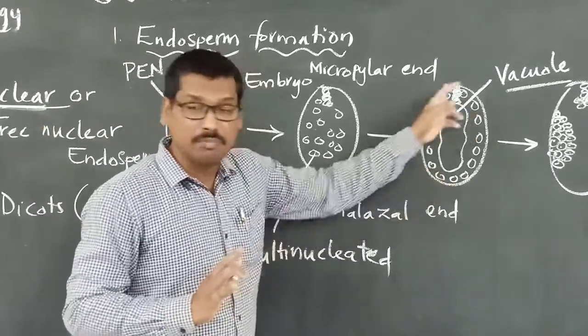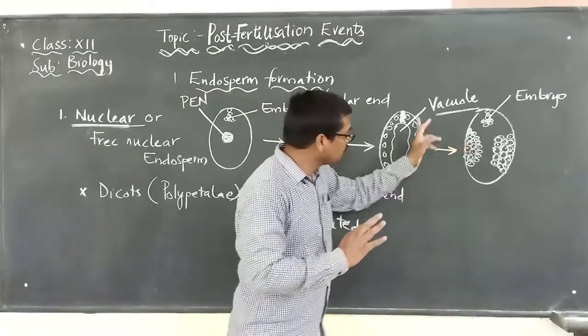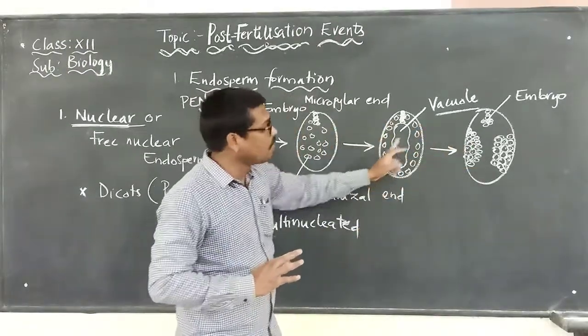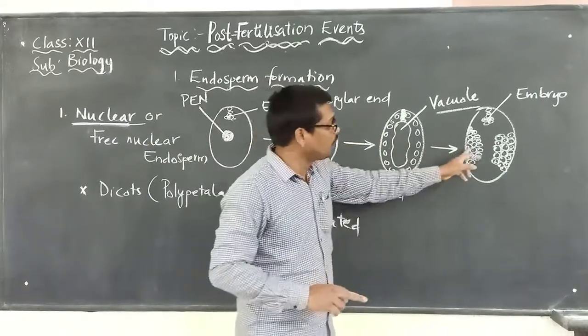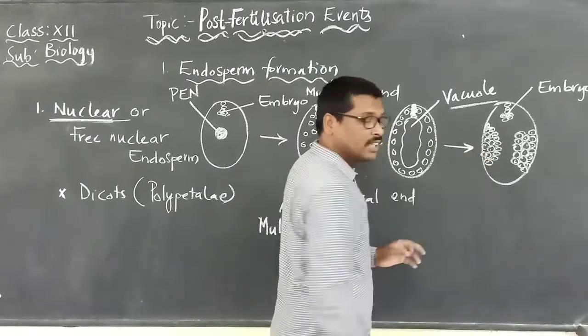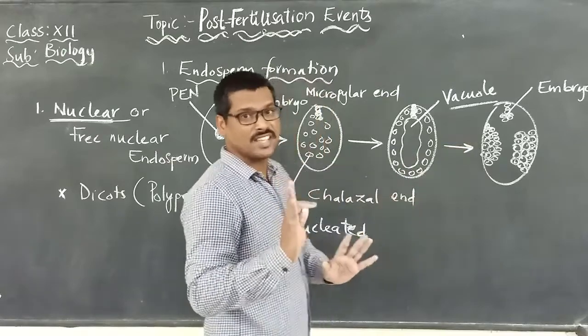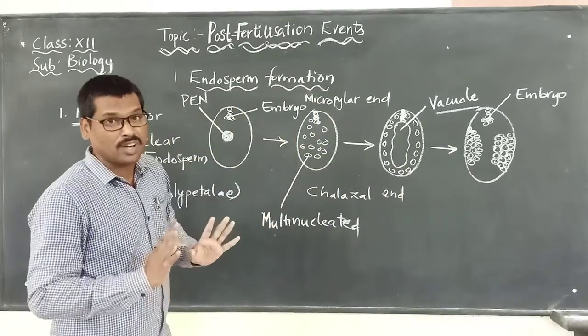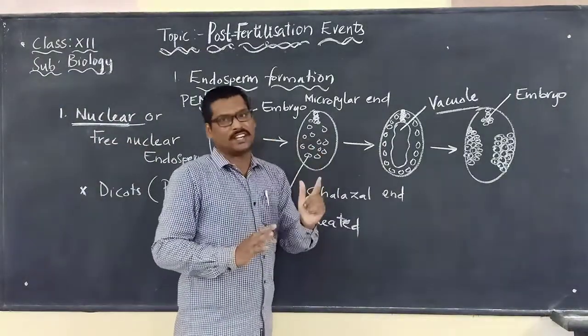So immediately there are many nuclei that are formed, and these nuclei will be moving towards the periphery, we said. And after that, there will be cell wall formation around each nucleus. So in the very beginning, what is not seen? There is no formation of what? The wall formation. Cytokinesis is not taking place immediately.